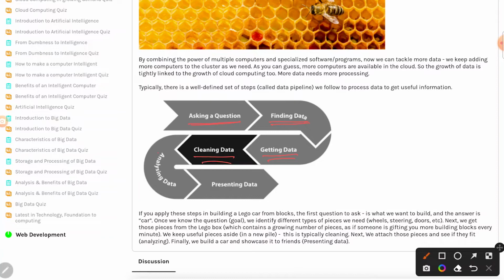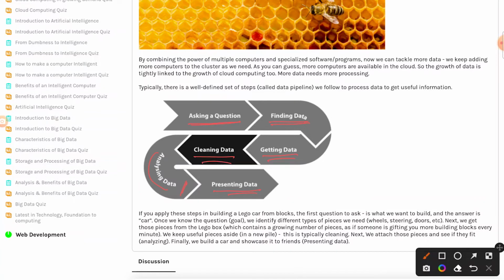And then you start analyzing your data. And then finally, once you get your result, you present the data. So that is data analysis at a high level. This applies to any data analysis, but in general, when you're dealing with big data, you have a typical life cycle in which you have predefined steps: asking a question, finding the data, getting the data, cleaning the data, analyzing, and finally presenting the data.